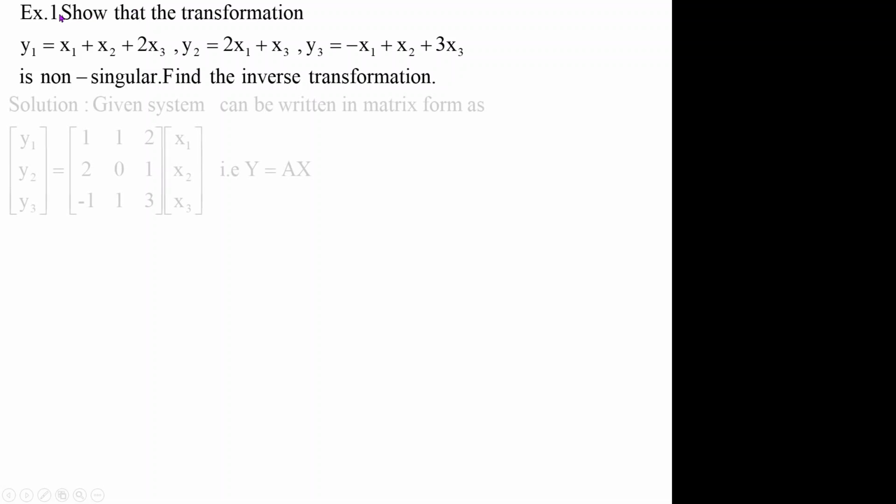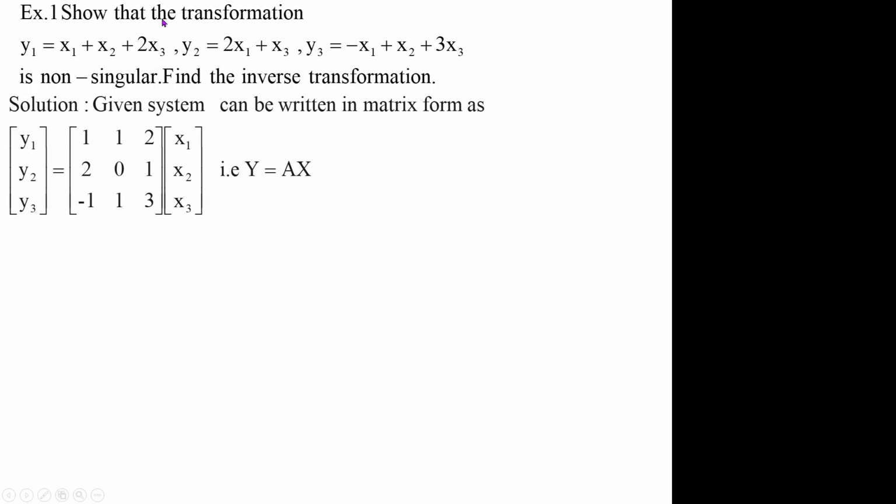So based on this, let us solve the first example. Show that the transformation is non-singular. What do I have to show? It is regular, and regular means determinant of A must be not equal to 0. And hence find the inverse transformation. So first I have to show that when we write this system of transformation in matrix form, the matrix of transformation so obtained has determinant of A not equal to 0. So let us first write this in matrix form.